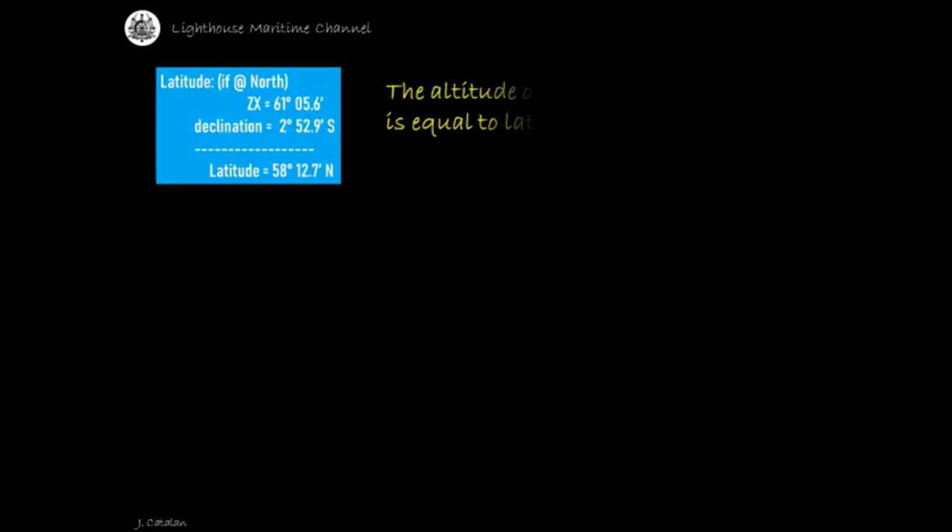Let us suppose that the observer is in the northern hemisphere. I will show you how I come up with subtracting the declination from the zenith distance to get the latitude. Remember that the altitude of the elevated pole is equal to the latitude of the observer.